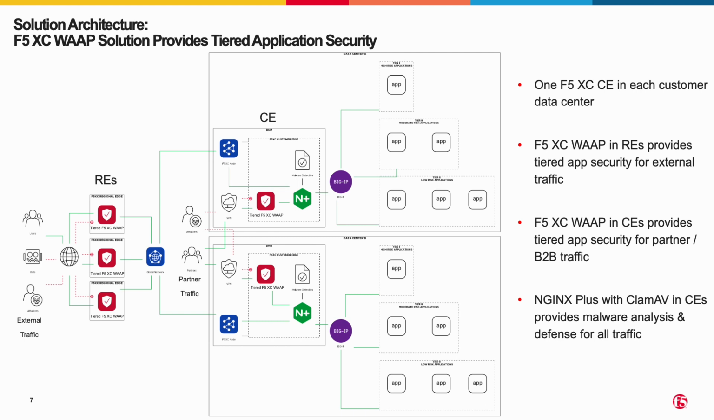This architecture utilizes one F5 XC customer edge node per data center. Note application deployments are not limited to traditional on-prem data center environments as shown in this simplified example. Applications deployed within F5 XC REs and CEs, whether on-prem or in public cloud, can also enjoy the same F5 XC WAAP-enabled tiered application security benefits.